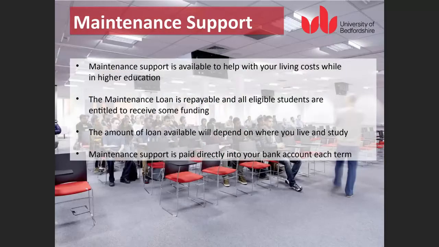The second element of student finance is your maintenance support in the form of a maintenance loan. Now, this is here to help with your day-to-day living costs, things such as food, rent, travel, any kit or equipment you might need for your course, and any day-to-day expenses, really. The maintenance loan is paid directly to the student, in termly instalments, and the amount of maintenance loan available will depend on where you choose to live and study and household income.